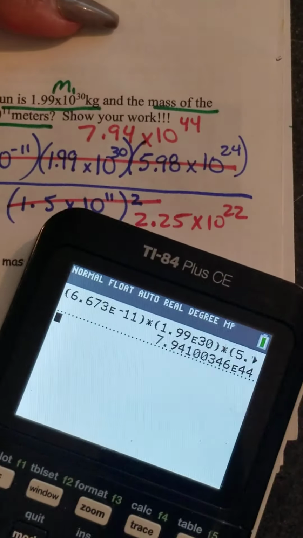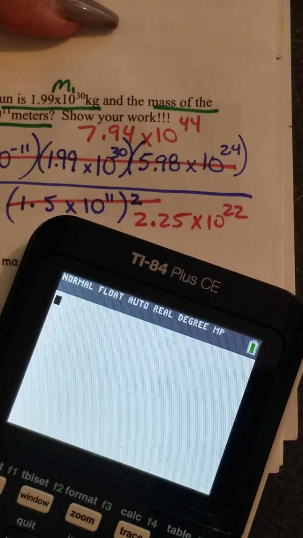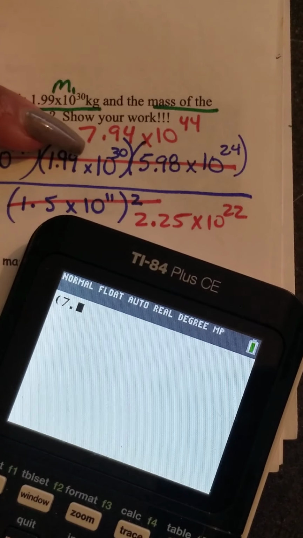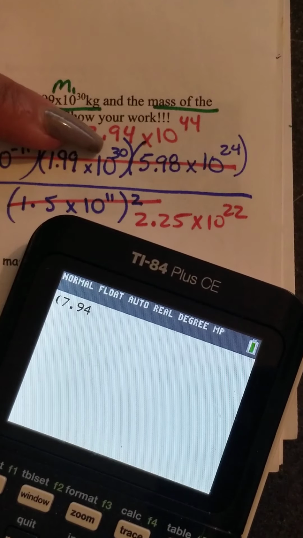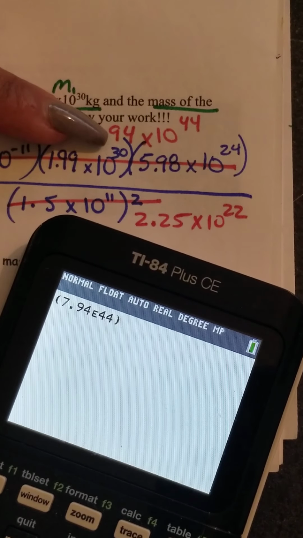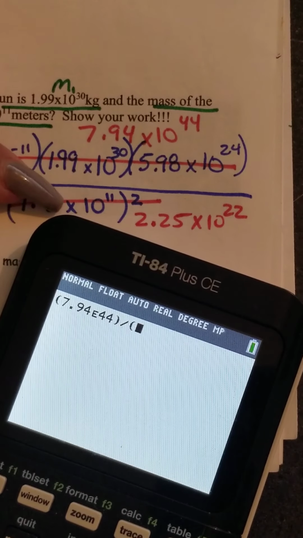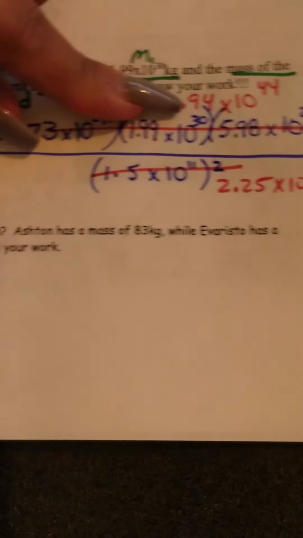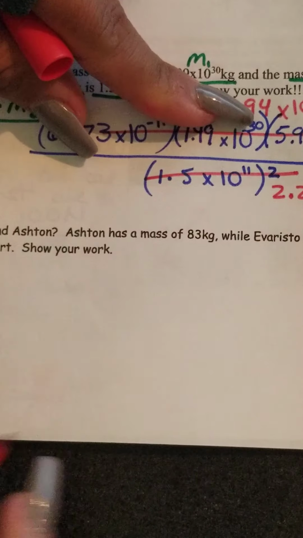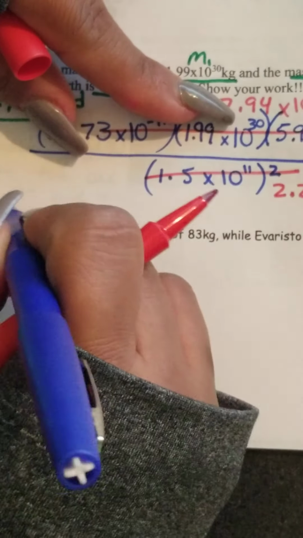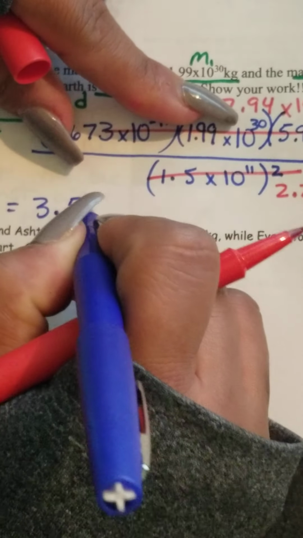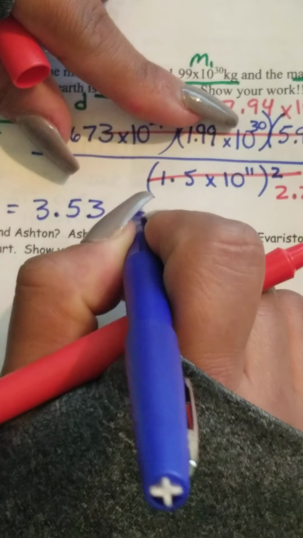Okay. Now again, I'm going to go ahead and make sure I use my parentheses. 7.94 second key, comma, to the 44th power divided by, open parentheses, 2.25 second key, comma, 22nd power, close parentheses. I get an answer of 3.5, and I'm going to round it to 3 times 10 to the 22nd power.